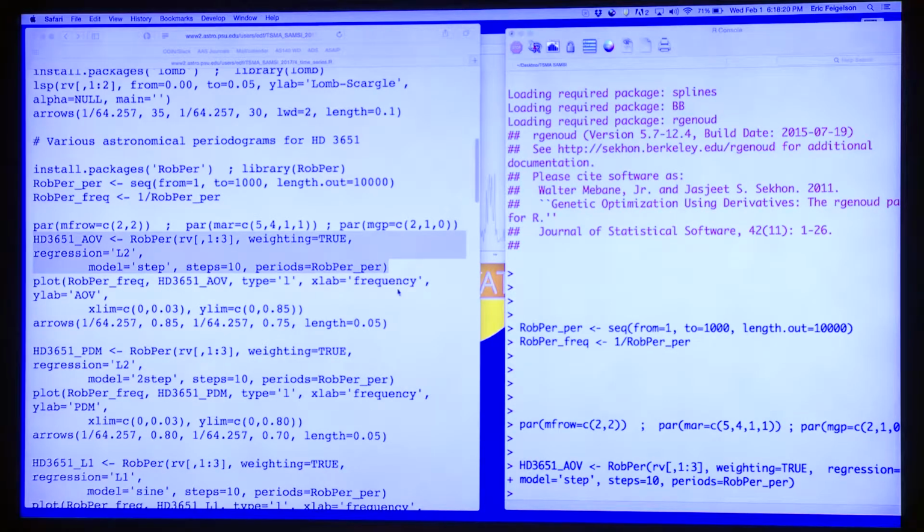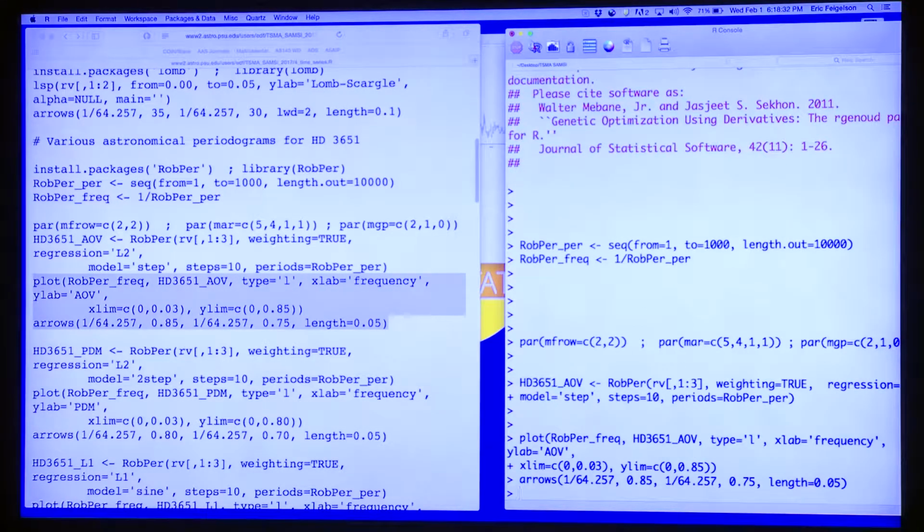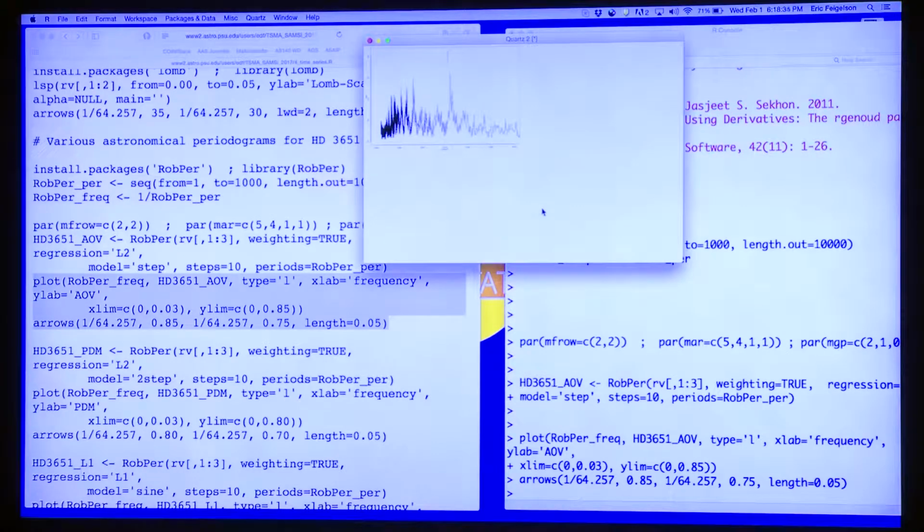It's finished. Okay, good. It took a few CPU seconds, that particular one. And now I'm going to plot, for those 10,000 frequencies, the power, and there it is. And there's that arrow in the same spot as before.